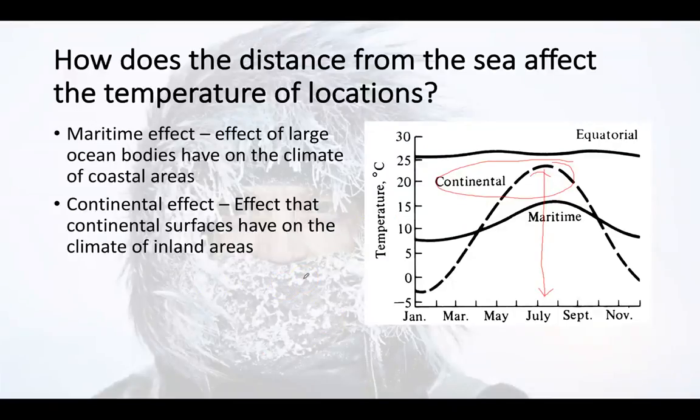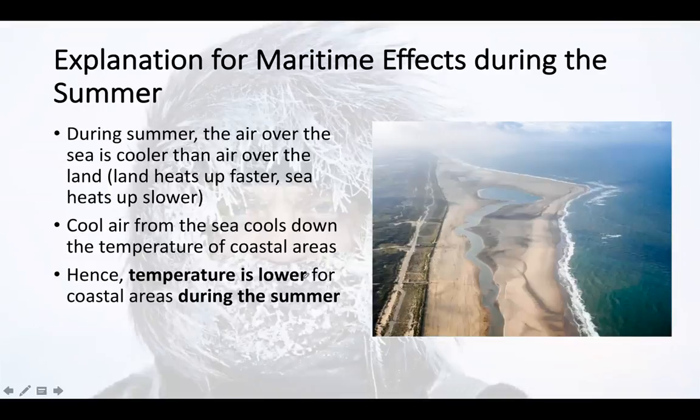Now, let me explain one by one for you. First things first, you have the maritime effect during the summer. During the summertime, the air over the sea is cooler than air over the land. Why? Very simple. Land heats up faster and sea heats up slower. Reason being, the sea itself is a very good conductor of heat and it is very deep. What happens is as the sea absorbs all this radiation, it can actually circulate it within the water and the ocean itself, hence causing temperatures to still remain relatively cool.